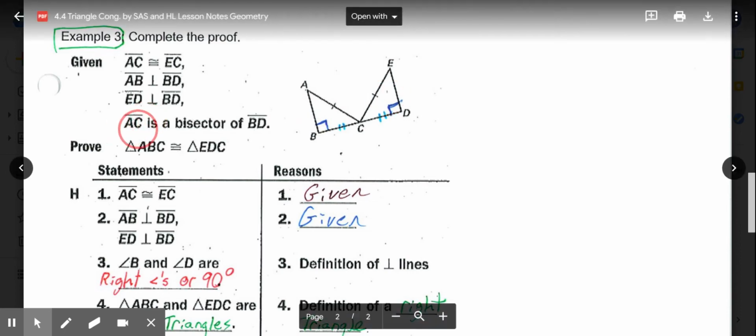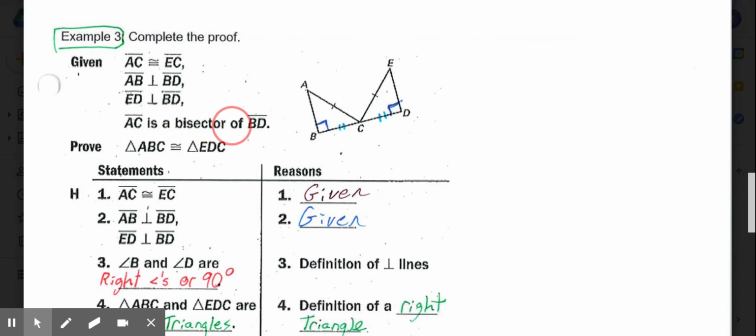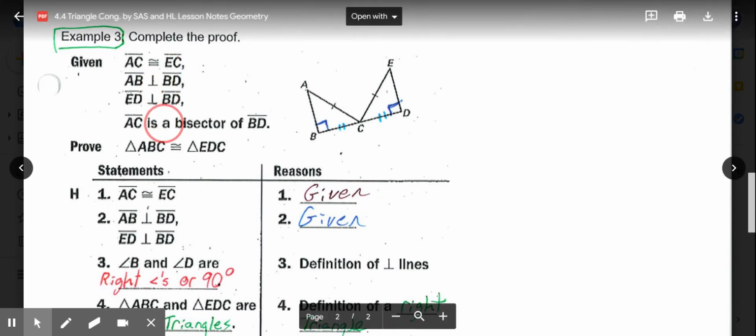Finally, they tell us AC is a bisector of BD. So that means AC meets BD at its midpoint. To bisect something, you're meeting it at its midpoint and cutting it into two equal parts. So that would also tell me that BC is equal to CD, or congruent to each other. So I put the double hash mark in there to let me know those two sides are congruent to each other. So even before I looked at the proof, I just took the given info and marked what I knew on my diagram to help me.